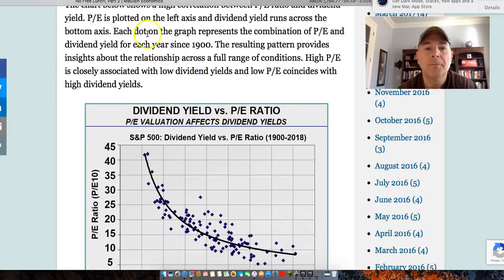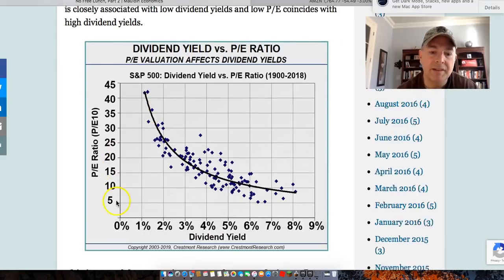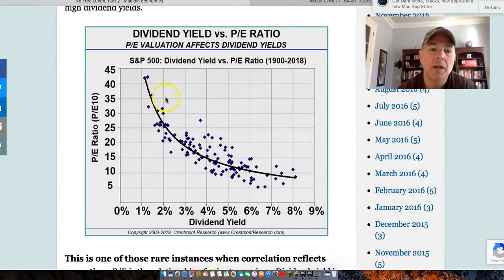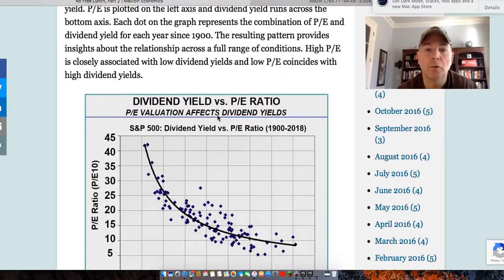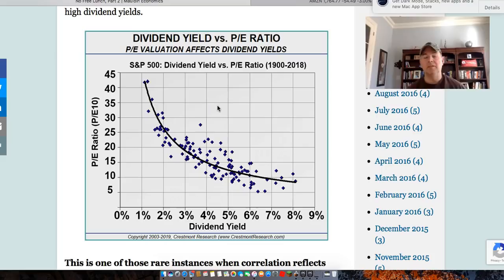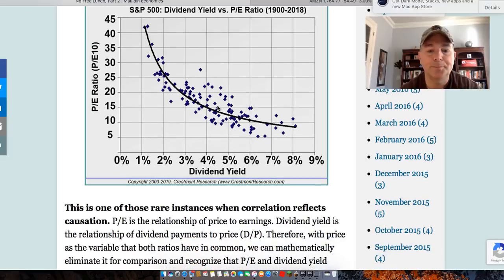What you see here is the PE ratio plotted on this axis, and the dividend yield plotted on this axis. So the higher the PE ratio, the more expensive the stock, the higher the price is, the lower the dividend yield. The lower the price to earnings, i.e. the lower the price of the stock, the higher the dividend yield. The resulting patterns provide insights about the relationship across a full range of conditions. High PE is closely associated with low yields, and low PE coincides with high yields. Literally, it's a seesaw, man. One goes up, the other goes down, inherently.